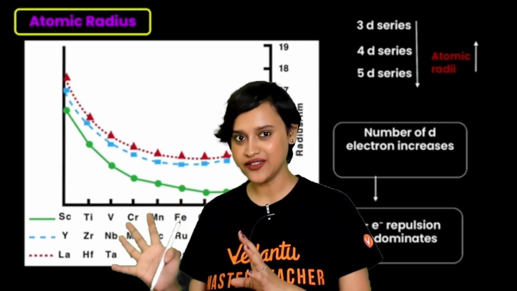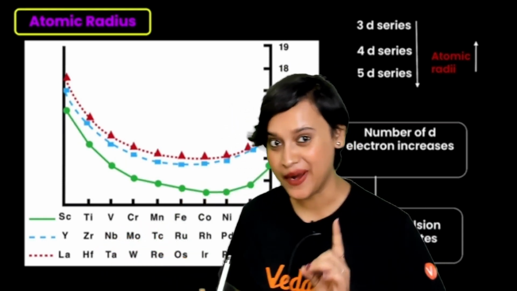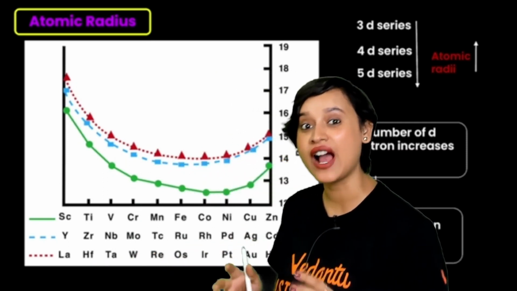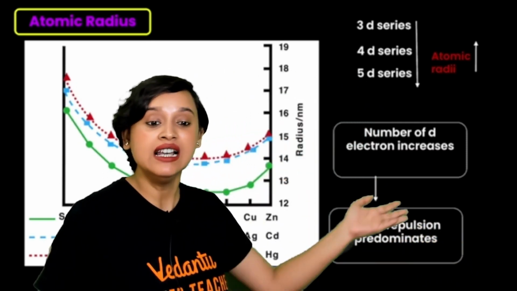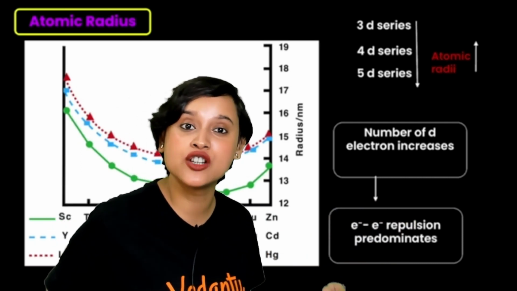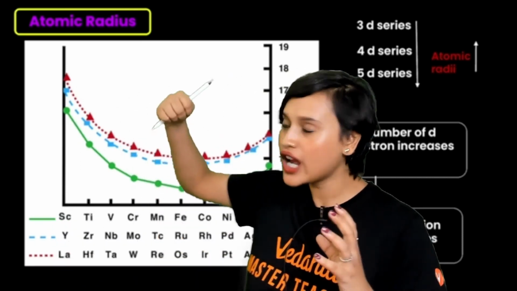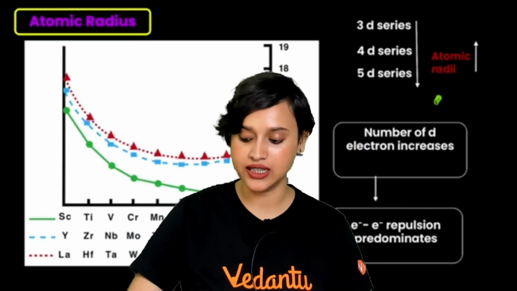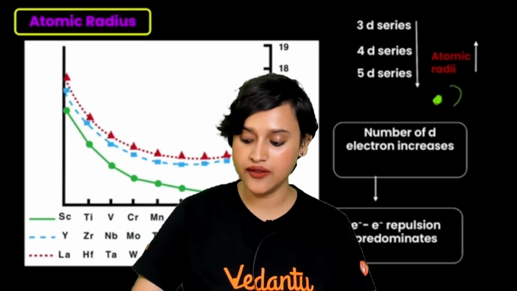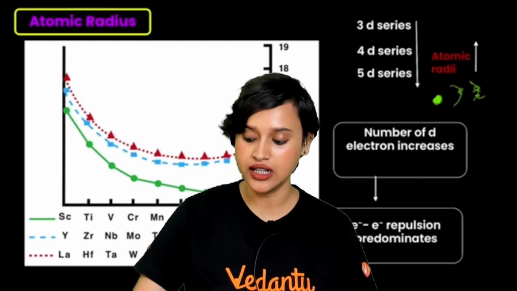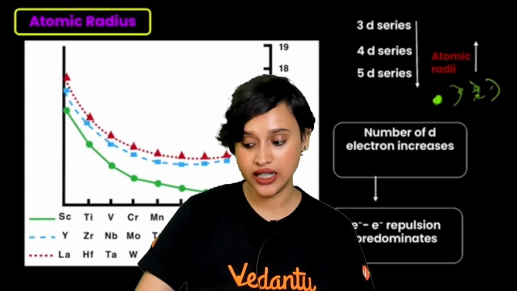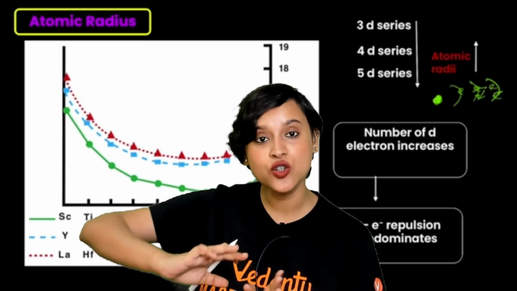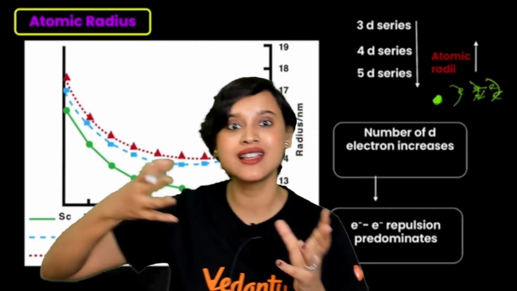Z effective is increasing, but with that being said, there is also another factor that works here, and that is electron repulsion. Understand this here. If this is the atom, everybody, this is the nucleus here. You have electrons here, you have electrons here, and you have an electron here as well. Now what happens is, these electrons try to repel the outermost electron and the size increases.